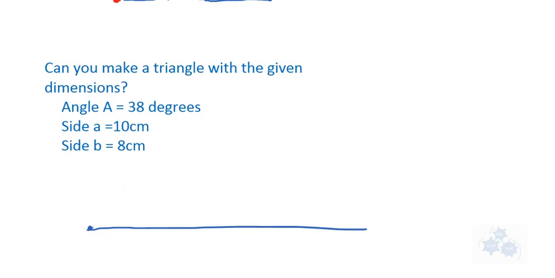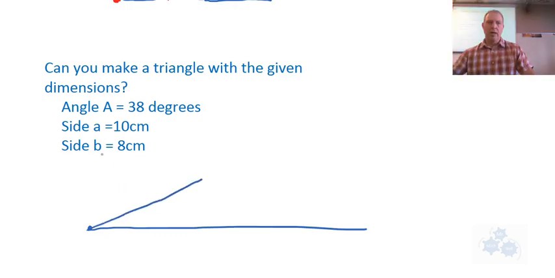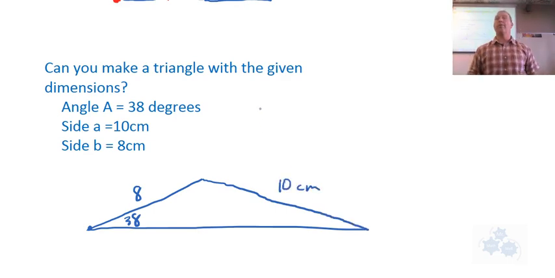Okay, so this is how I would attack this. Again, I would sketch it out. Side B, remember this is 38, so side B is 8 here. And side A is 10. Wow, that's even longer than this B side. So guess what? Your triangle would look literally something like this, and there would be 1 triangle being able to be made, not 2.